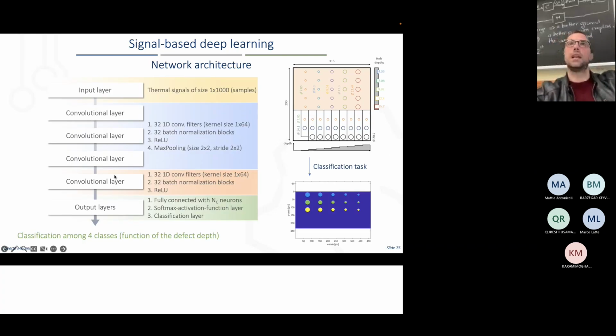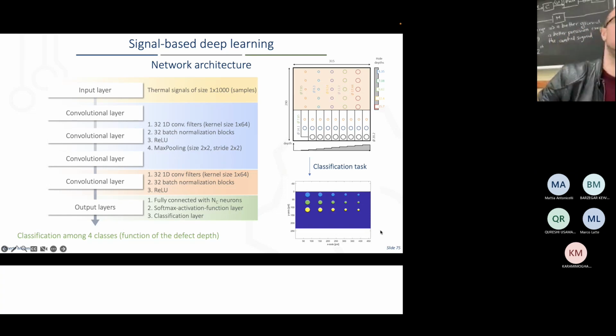Then I use one-dimensional convolutional layers, rectified linear unit, max pooling. The difference from the previous one is that in that case, I was only saying black and red. Now I'm adding the information of the class, depending on the depth of the defect. So my ground truth will be like this: three lines of defects. The first line is the surface defect, then the middle depth defect, and then the very in-depth defect.